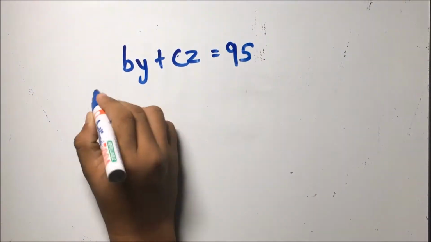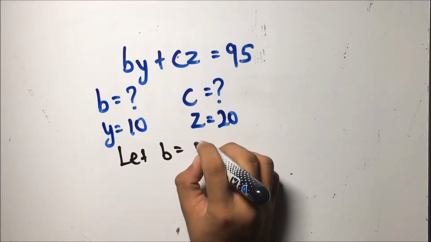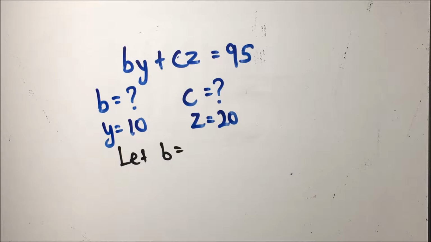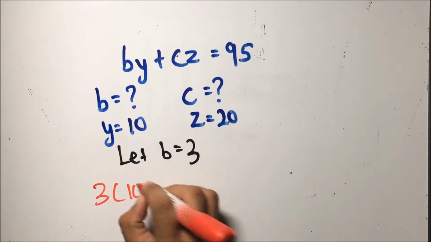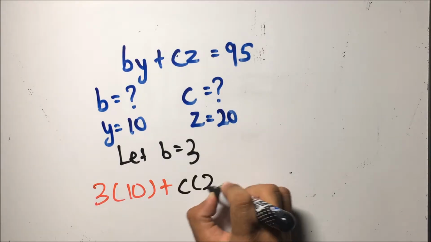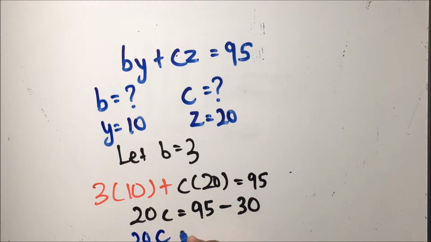Okay, now based on that equation, we can know how much b and c we need. So let's assume b is equal to 3. With this value, we can put it back into the equation again, and we can get the value of c that we need, which supposedly has a remainder of 5, as you can see there. 20c is equal to 65.